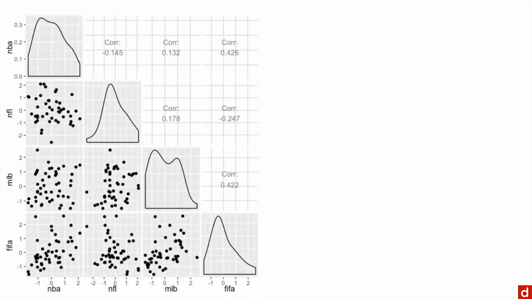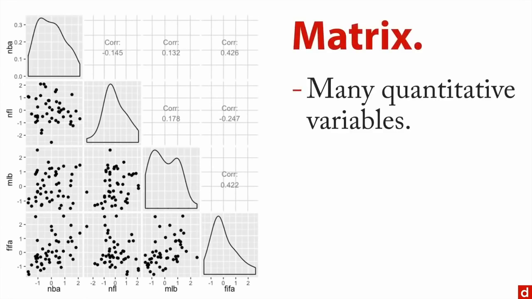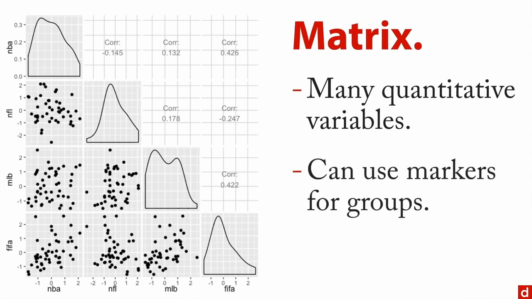What you want to do, however, is see the connection between several variables. You might want to use a matrix of plots. This is where you have, for instance, many quantitative variables. You can use markers for group membership if you want. And I find it to be much clearer than 3D. So here I have the relationship between four search terms: NBA, NFL, MLB for Major League Baseball, and FIFA. You can see the individual distributions. You can see the scatter plots. You can get the correlation.